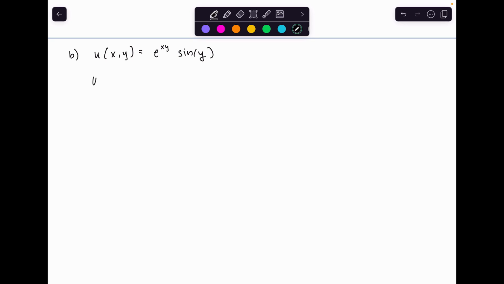So let's try this one out. Let's start by the partial with respect to x. So thankfully, only this deals with x. Sine of y is treated like a constant.